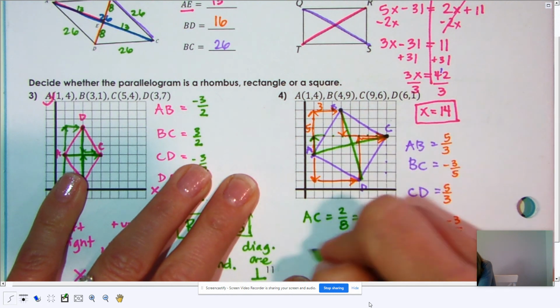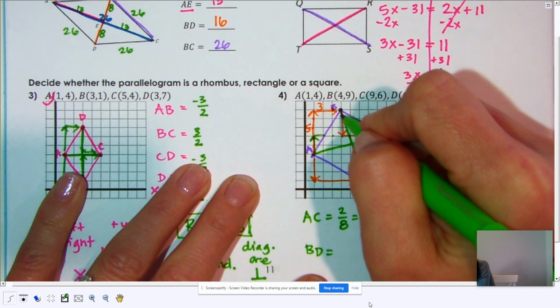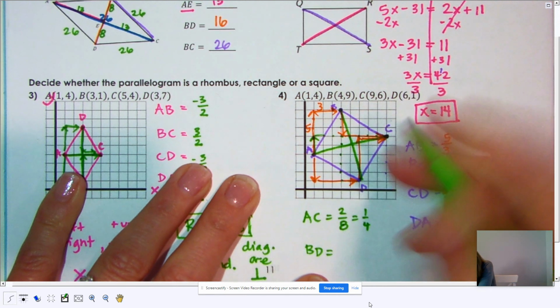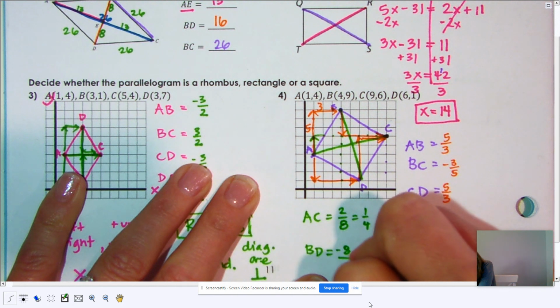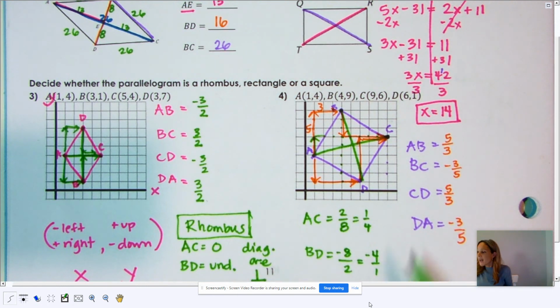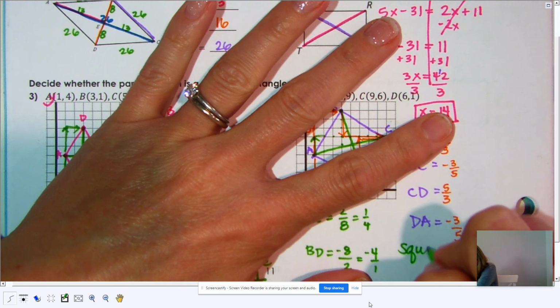From B to D, I went down by 1, 2, 3, 4, 5, 6, 7, 8. So down by 8 and then over 2. So -4 over 1. Because the sides and the diagonals are perpendicular, I know it is a square.